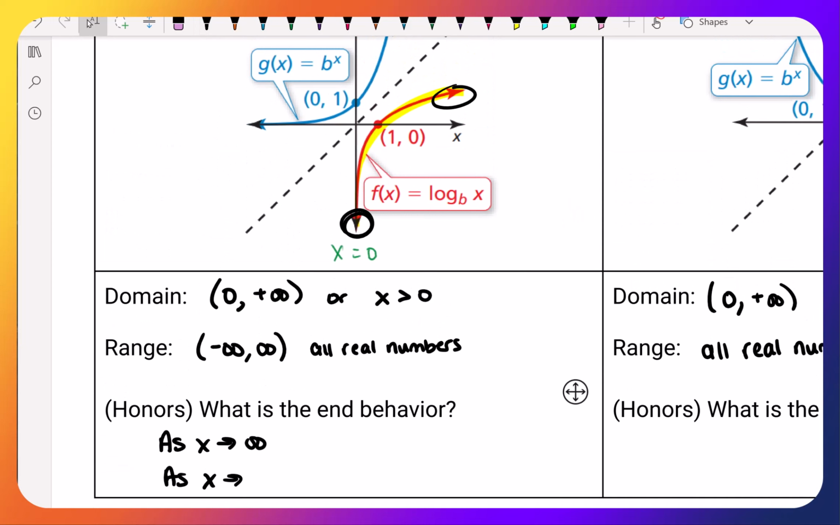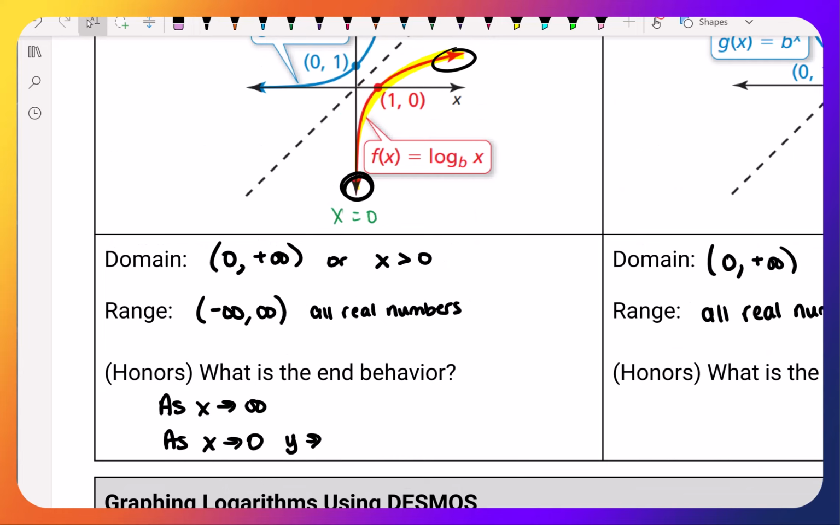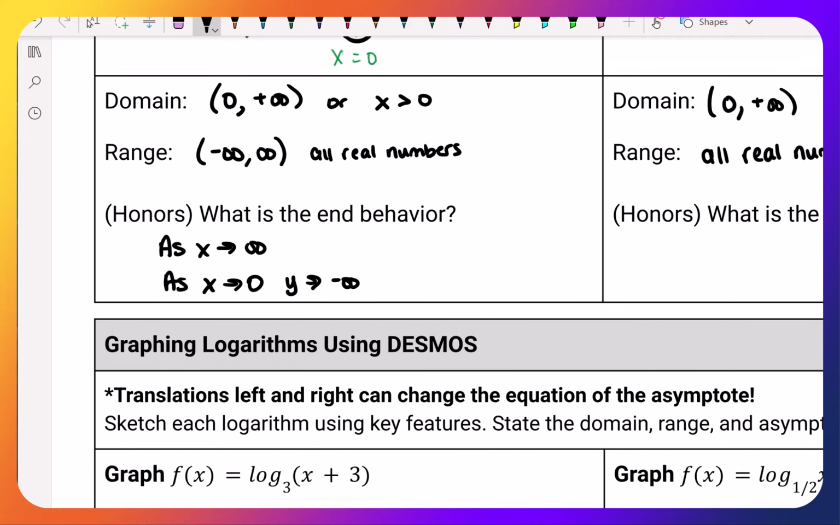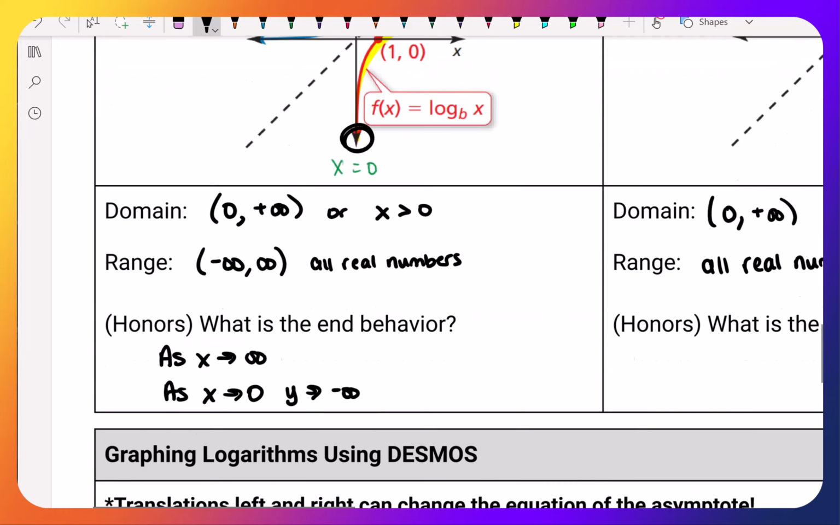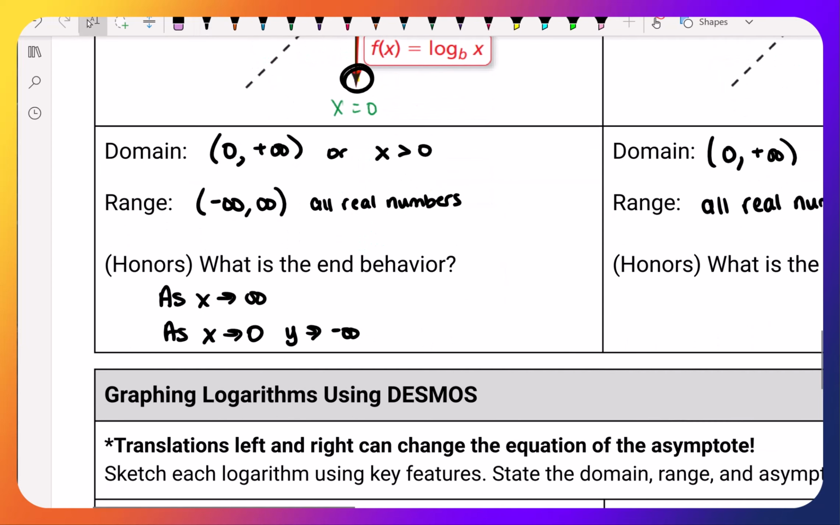It approaches 0. It gets closer to 0. Does it get to 0? No. But as it approaches 0, that's what it does. So as x approaches 0, the y values go down. So it'd be negative infinity. But as x grows, as x goes to the right, it continues to increase. So it'll be positive infinity.